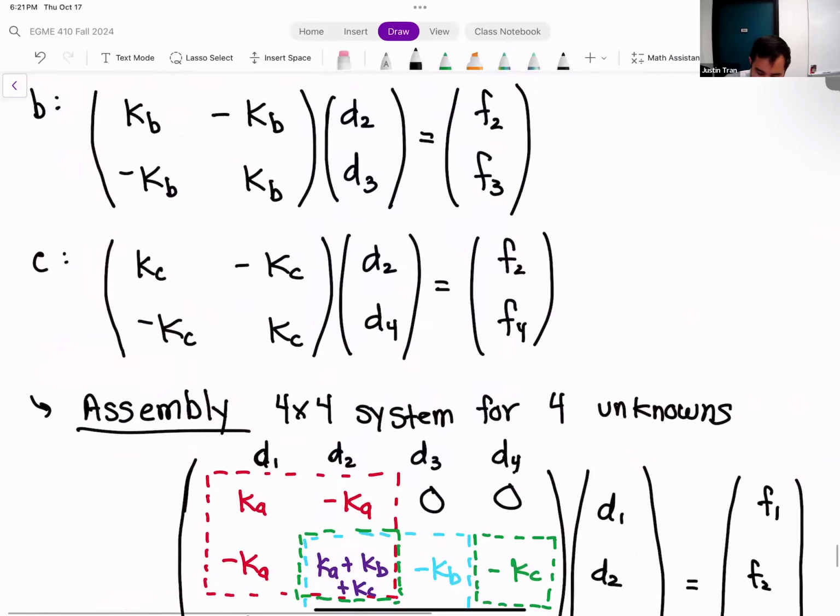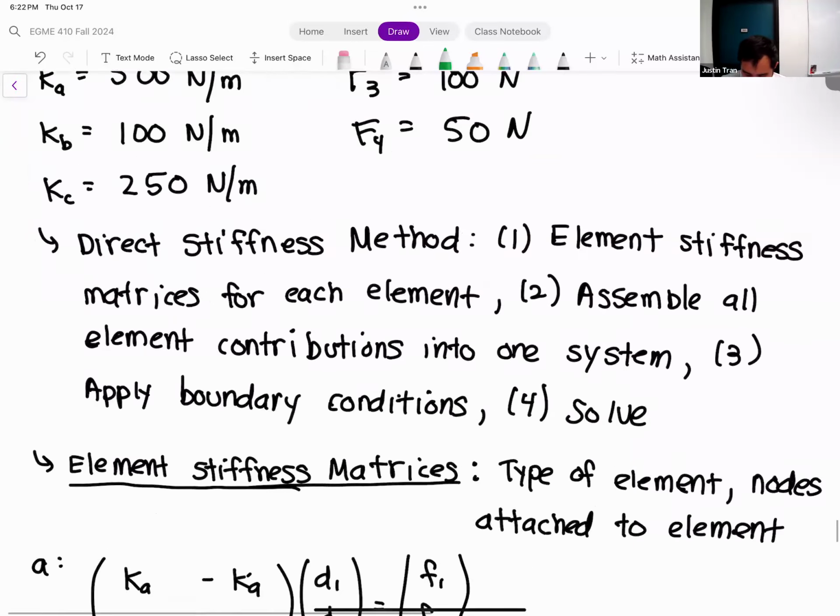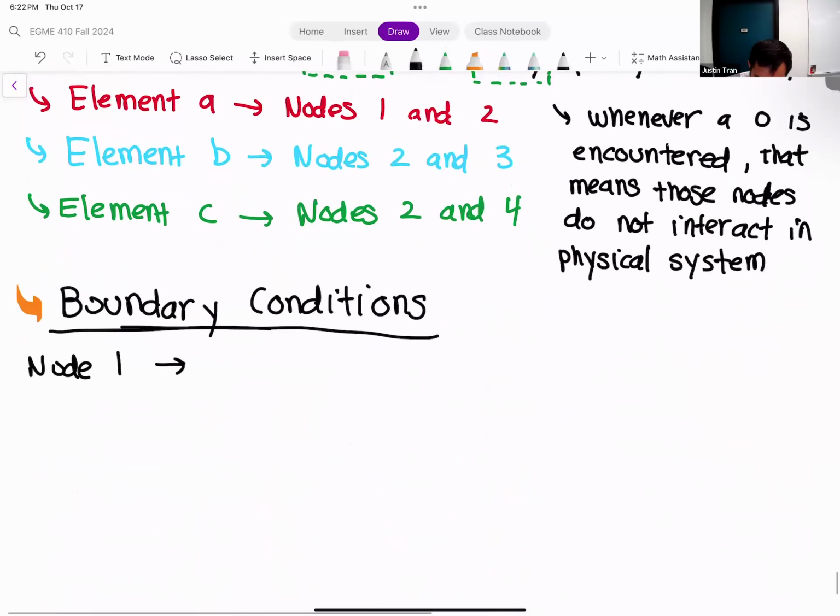All right. So let's go back up to the figure. Node 1, you can see here, is on the left, right? Node 1 is directly attached to a fixed wall. So we know that node 1 is going to have a constraint. Okay. Let's come back down here. Node 1, we know that there's going to be a constraint type boundary condition on there.